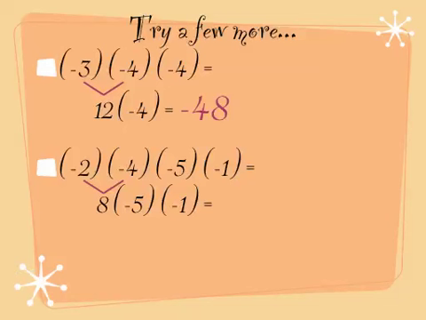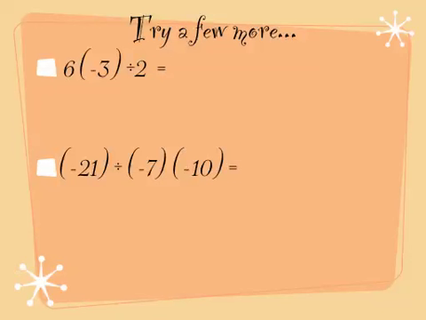The next thing I'm going to do is 8 times -5. Well, I have a positive times a negative, which means my answer is going to be negative. And 5 times 8 is 40. Notice I'm bringing it down again, the -1. Now I have -40 times -1. I have 2 negative numbers, which means I have the same sign. So my answer is going to be a positive, and 40 times 1 is 40.